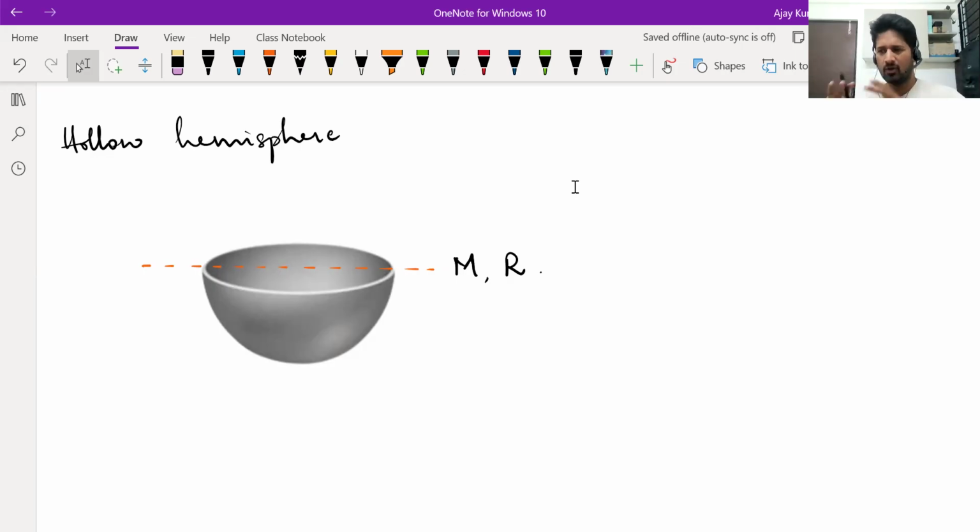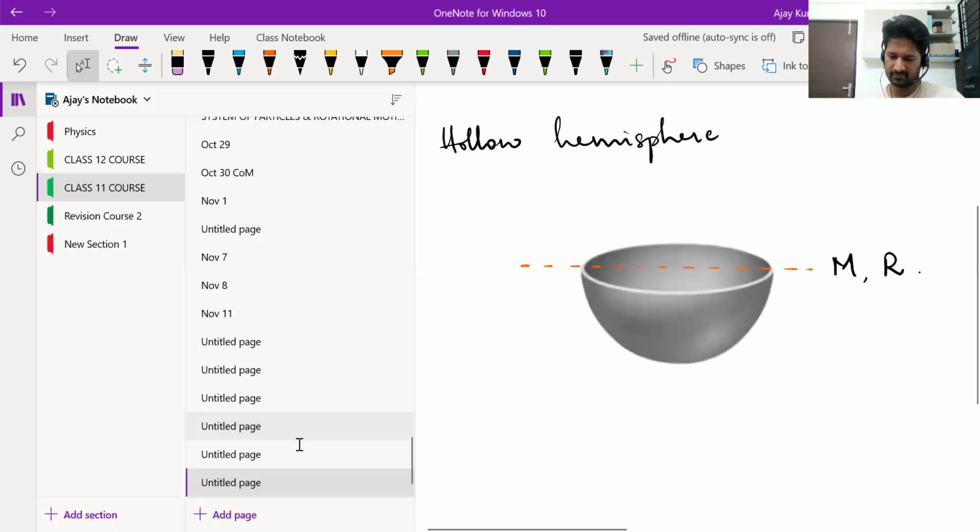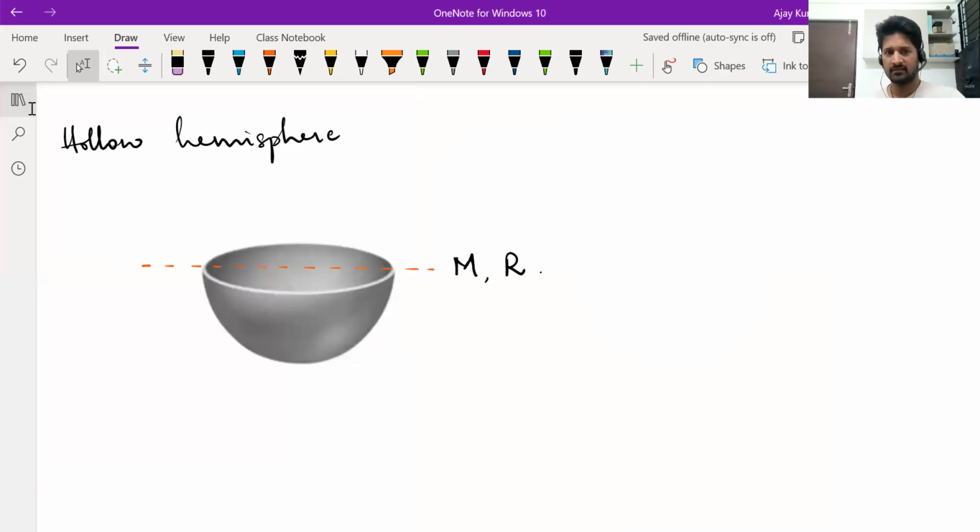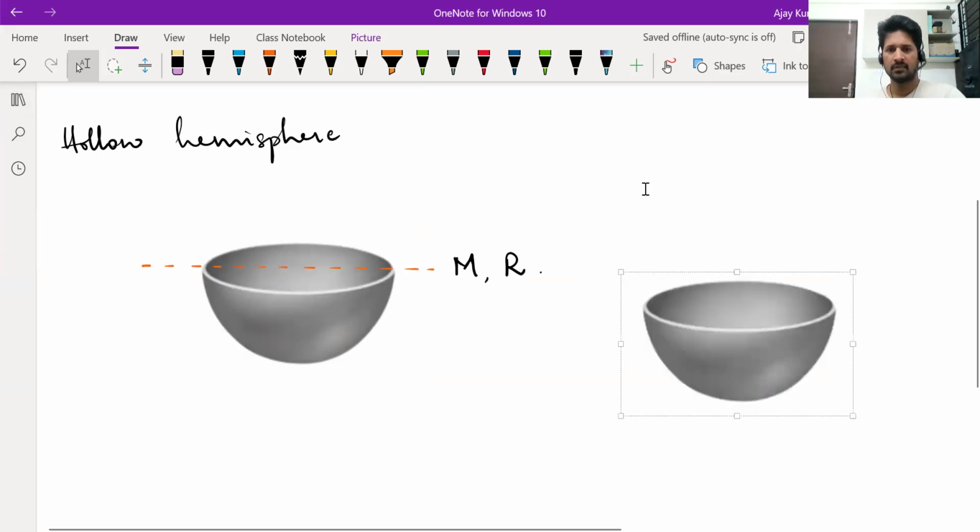One of you tell me, what do we know about moment of inertia of a hollow sphere? This is a hemisphere. We have never discussed hemisphere when it came to moment of inertia. But for a full hollow sphere, what do we know? Moment of inertia equal to 2 by 3 mr square. About which axis? About the center of mass, passing through the center.